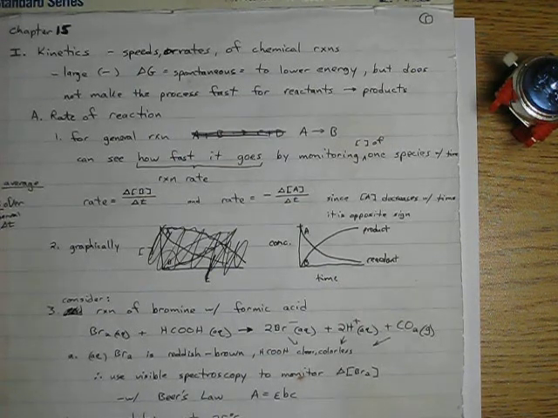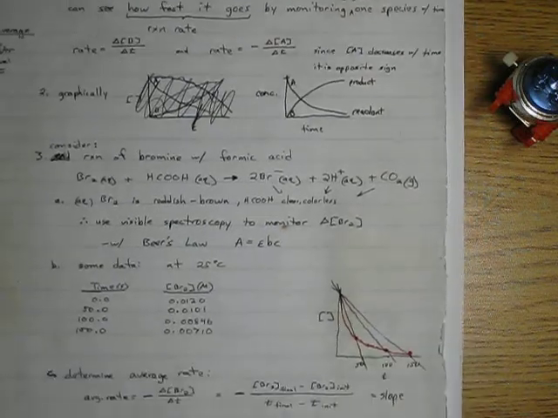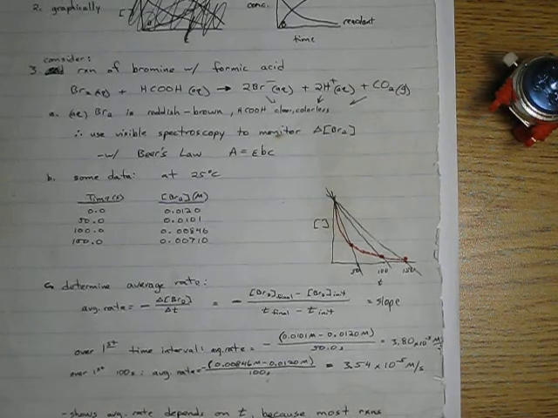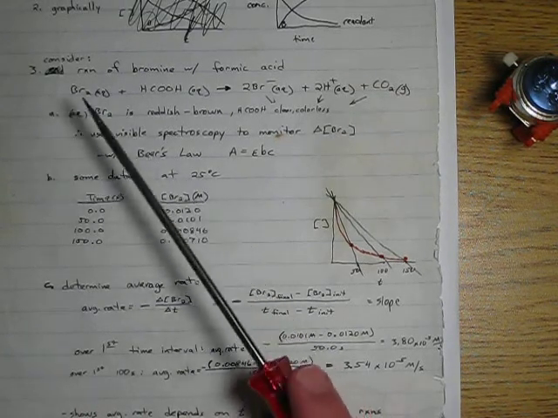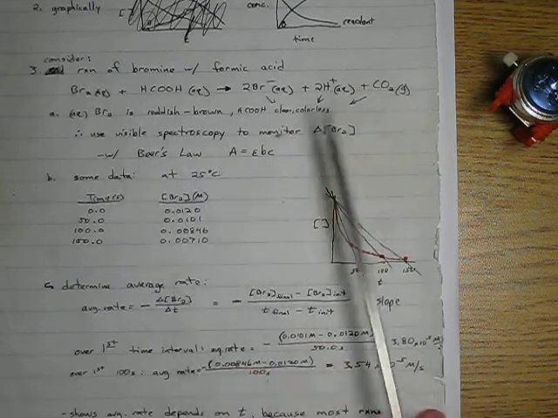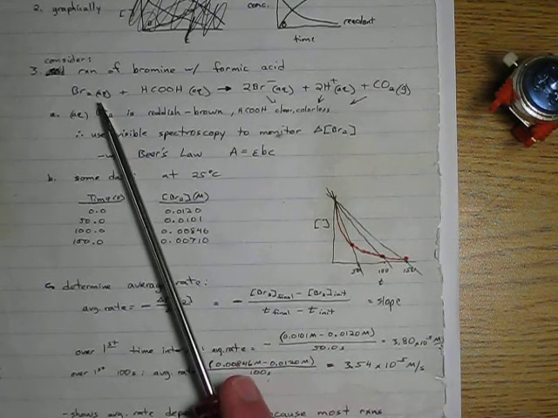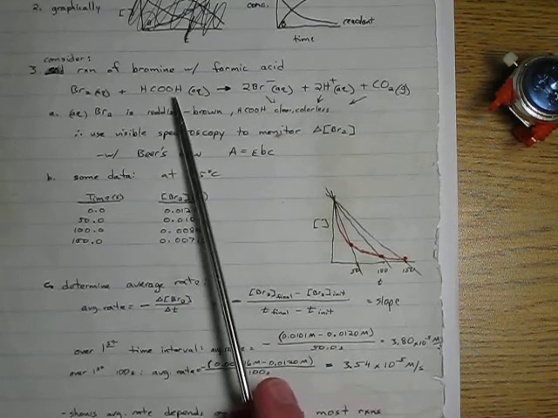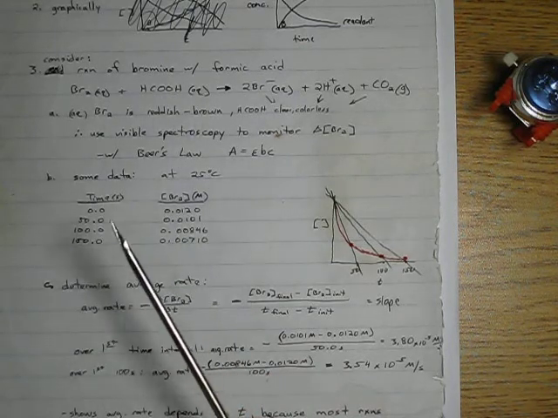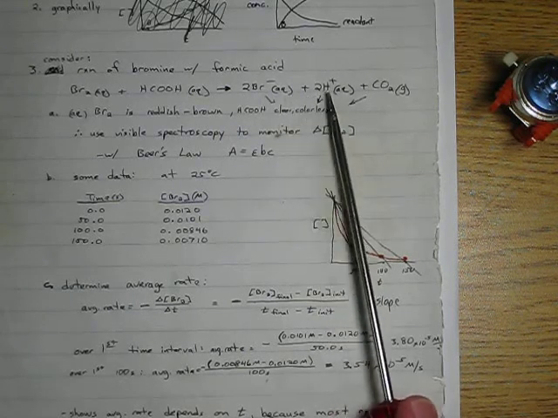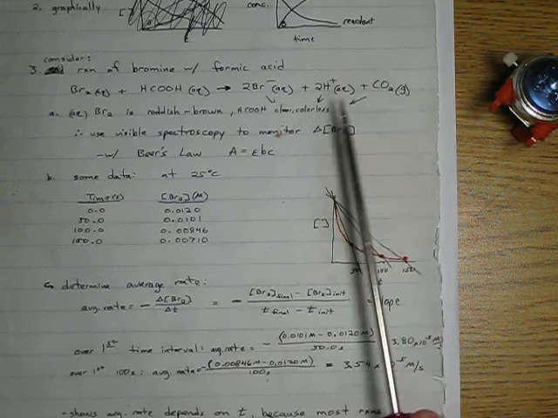So let's look at this. Let's look at an example reaction down here and see what we can see. We're going to run the reaction of bromine, Br2, with formic acid. And so here's the reaction we're going to run. Br2, dissolved in water, aqueous, plus HCOOH. That's our formic acid. It is also aqueous. When we run this reaction, we find we get 2Br minus plus 2H plus CO2 gas.